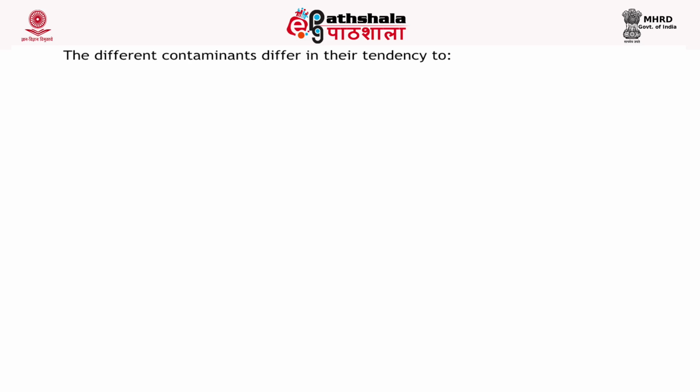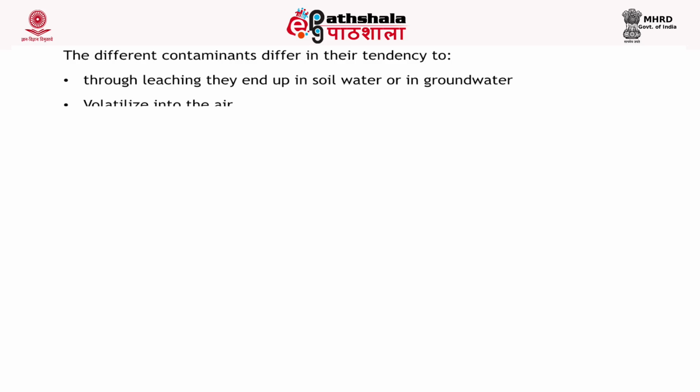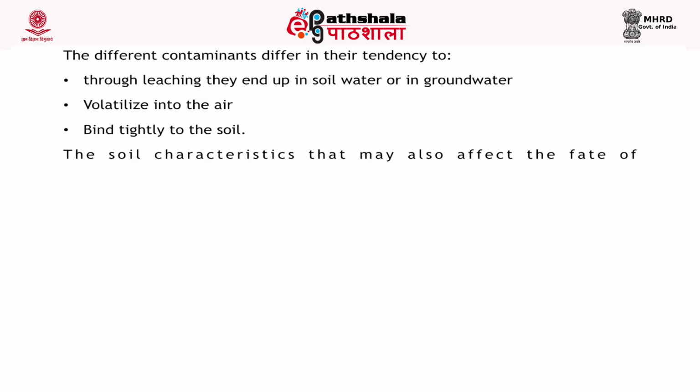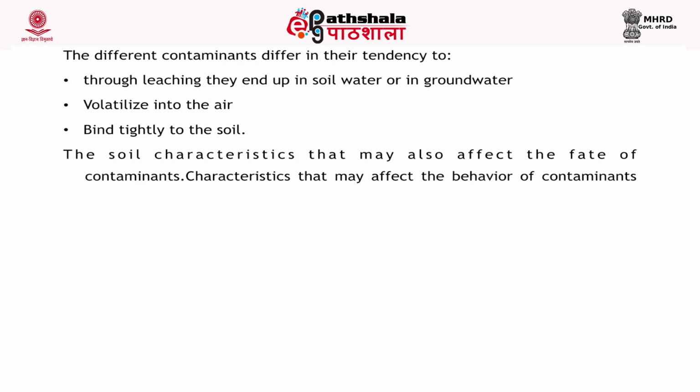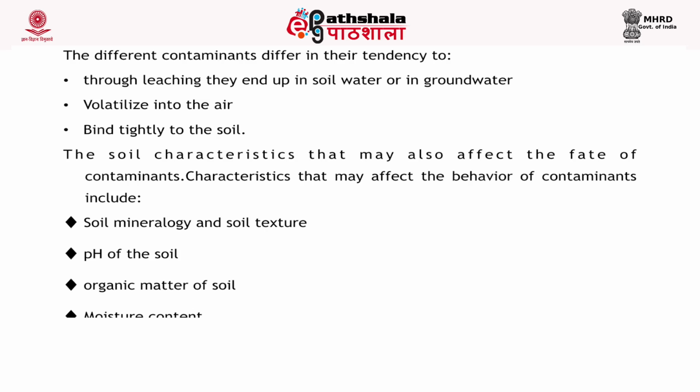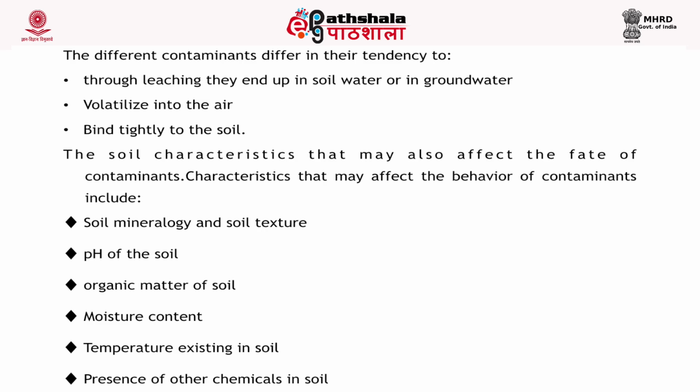Different contaminants differ in their tendency to leach. Through leaching, they end up in soil water or in groundwater, volatilize into the air, or bind tightly to the soil. Soil characteristics may also affect the fate of contaminants. Characteristics that may affect the behavior of contaminants include soil mineralogy and soil texture, pH of the soil, organic matter of soil, moisture content, temperature existing in the soil and the presence of other chemicals in the soil.